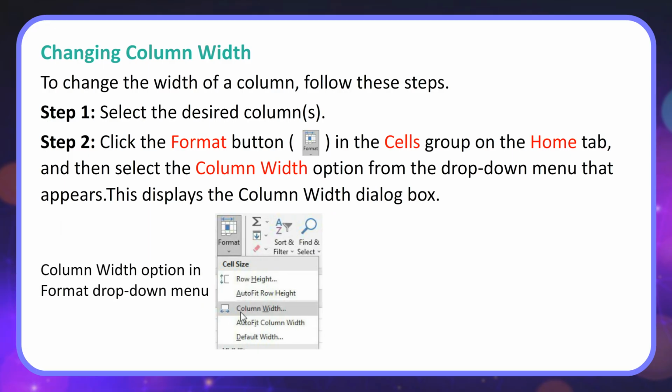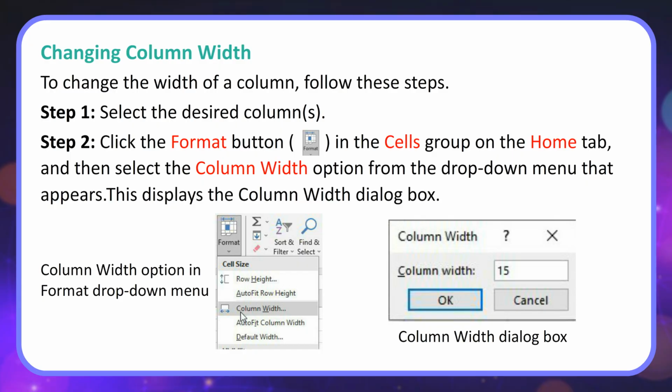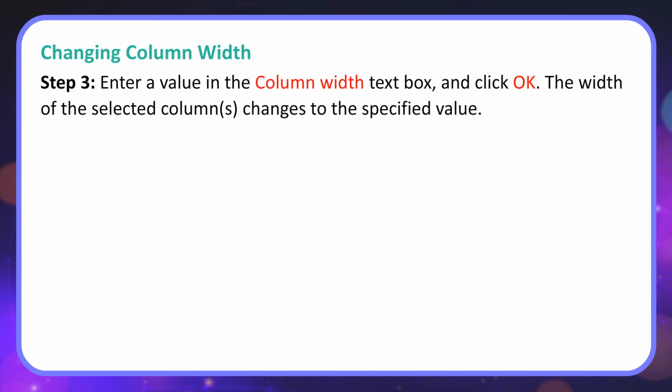Column Width option in Format drop-down menu. Column Width dialog box. Step 3. Enter a value in the Column Width text box, and click OK. The width of the selected columns changes to the specified value.